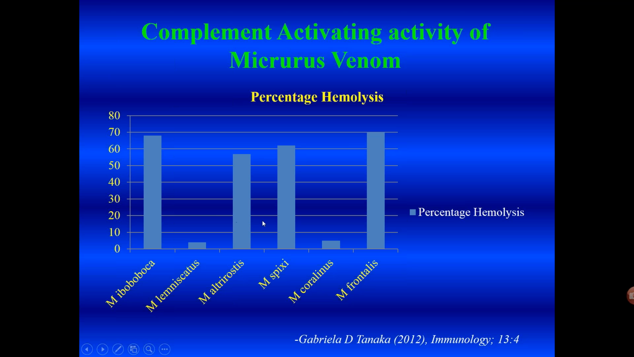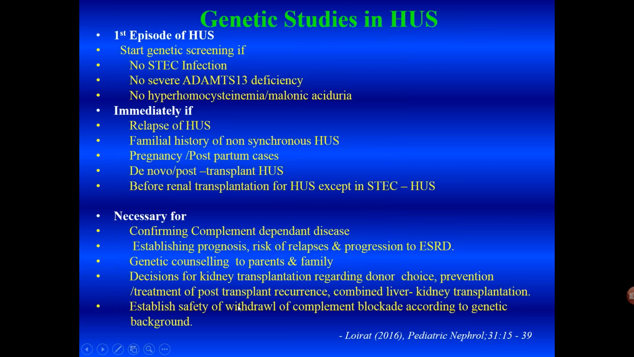And there is even a recent article published in January this year of 2 cases reported from Chennai in which a similar condition has been noted with Russell's viper. When do we do genetic studies for susceptibility?